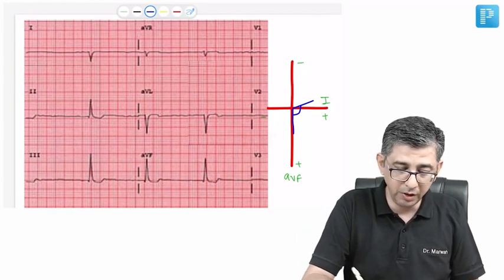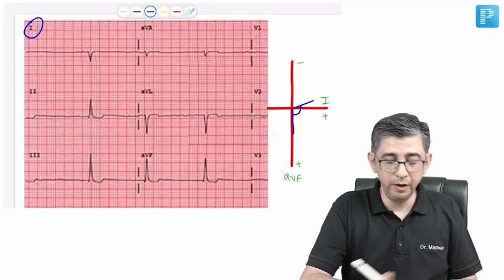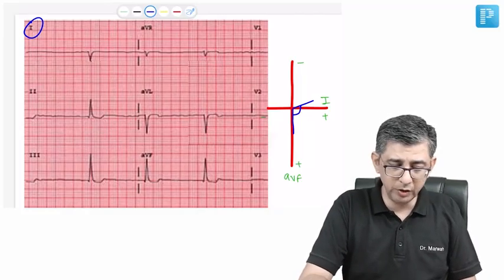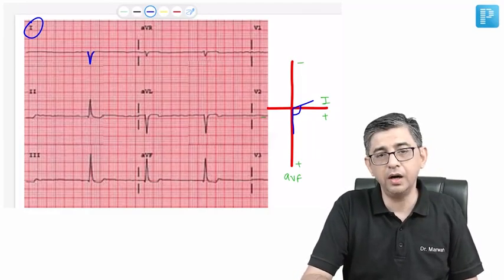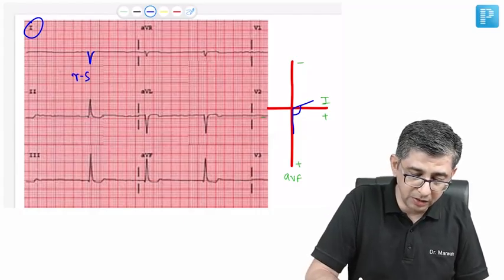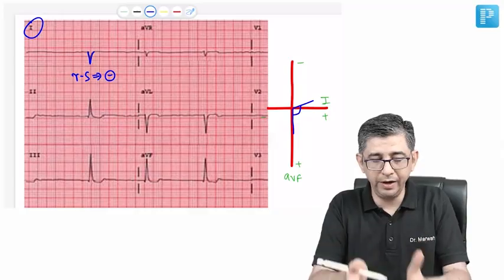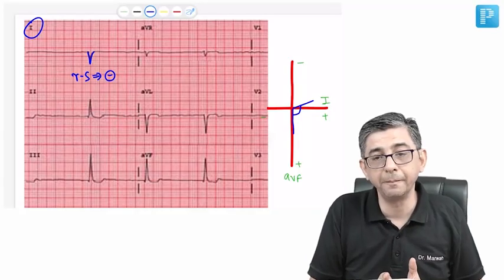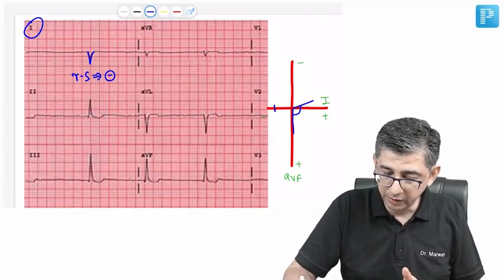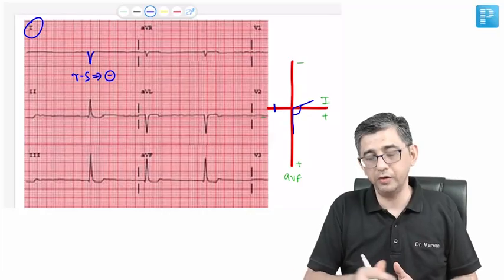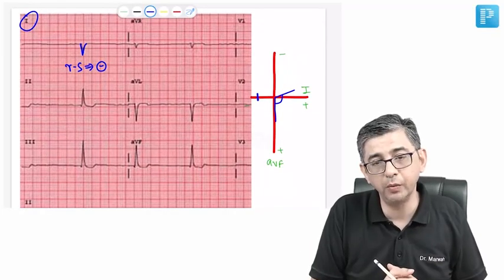Let's look first at lead number 1. In lead number 1, you can hardly see an R. It is only an S wave that can be seen. So I can say that the final vector will be negative because S is a negative wave. It's a predominantly negative vector in lead number 1. So I'm just going to plot it. This is a negative vector. On one side it was positive, and it was negative with respect to lead number 1.